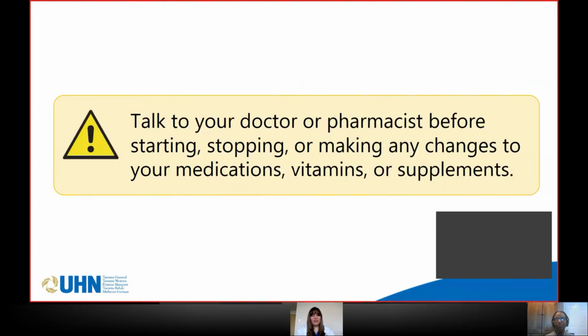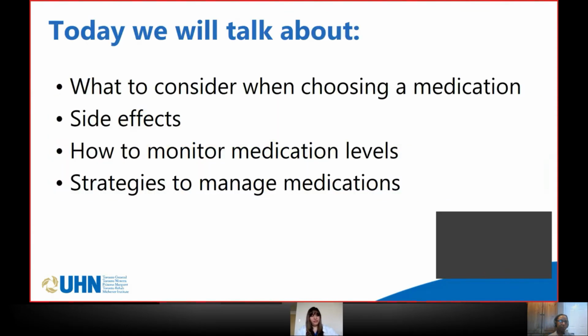This is just a note that the information we discuss today is general, but you should speak to your own healthcare team about specific questions regarding your own case. In today's talk, we'll discuss what things healthcare practitioners consider when choosing a medication for a patient, and we'll specifically focus on side effects. We'll discuss how to monitor medication levels, and we'll also touch on strategies to manage medications.